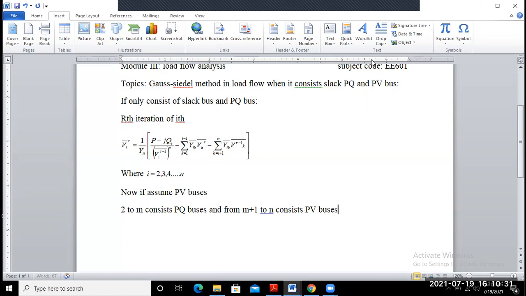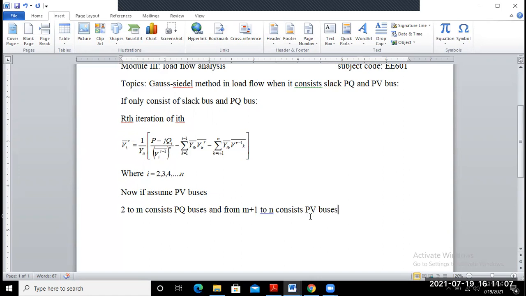What we have considered in the previous one, from 2 to n, means all the buses are PQ buses. But now in this section we consider some PV buses also. So we assume that from 2 to m consists of PQ buses, and from m plus 1 onwards consist of PV buses. Now we try to find the variables. So if PV buses consist, as you know, in PV buses P and V are specified, and Q and delta you have to find out.